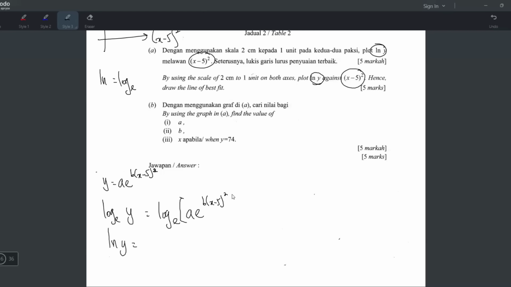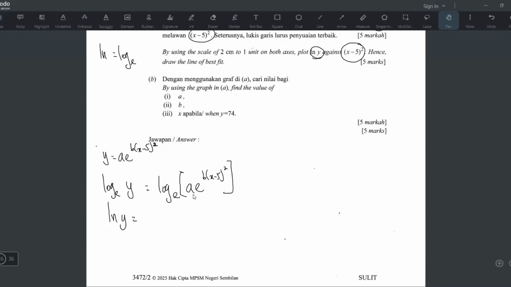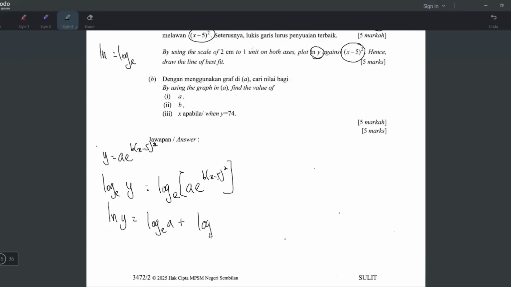Yang ini kita boleh pecahkan. And why we have to pecahkan is because I want my right side to be mx plus c. We don't want it to be like everything jumbled up together like that. So we can use the law of logarithm, the multiplication rule, right? So single log becomes separate log plus. So it becomes log base e a plus log e e^(b(x - 5)^2), and then the whole power you can move to the front. Okay, the log e a, I will write it here. So the whole power, I bring it front already, so b(x - 5)^2. And then the log e e can potong jadi 1.